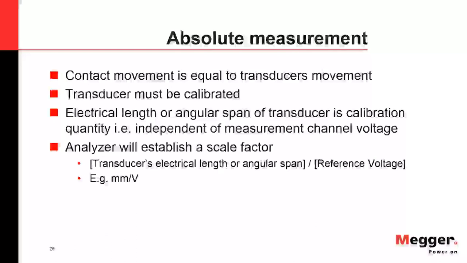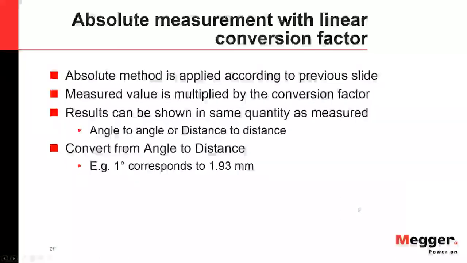If you make an absolute measurement, the contact movement is equal to the transducer's movement, but you must make sure that that transducer is calibrated, and then the electrical length or angular span of that transducer is a calibration quantity, and it doesn't depend on the measurement channel of the analyzer. And of course, the analyzer establishes a scale factor. It's digital, so many pulses per millimeter, pulses per degree, or if it's analog, millimeters per volt, something like that.